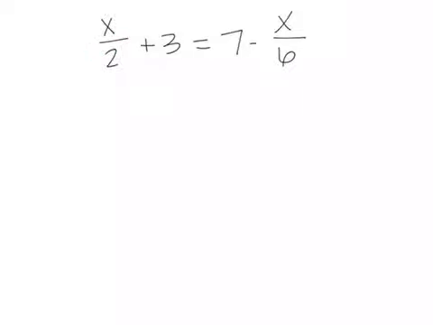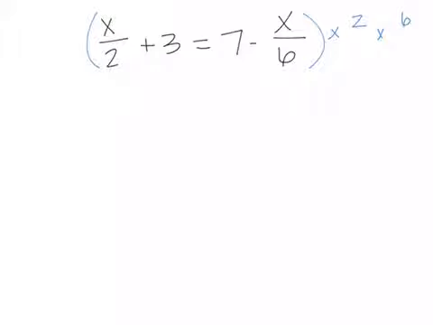Remember that this symbol right here in a fraction just means to divide. So to undo the dividing, we're going to multiply. We need to multiply by two different numbers. The first number we need to multiply by is 2. The second number we need to multiply by is 6.